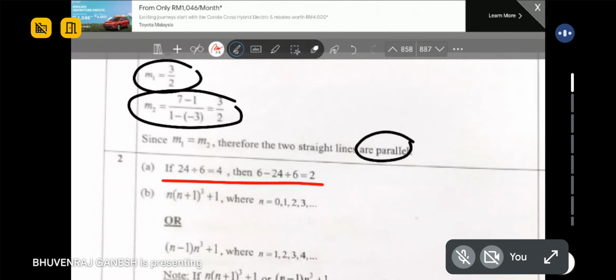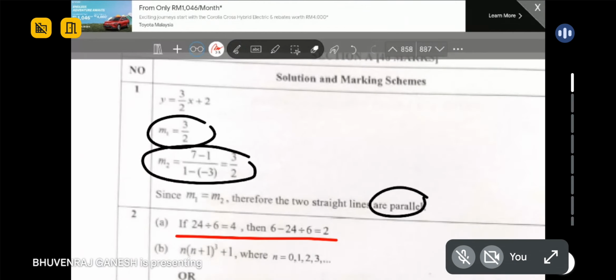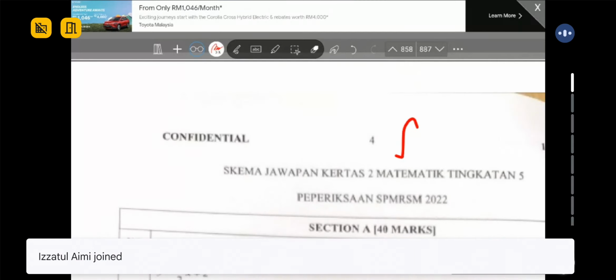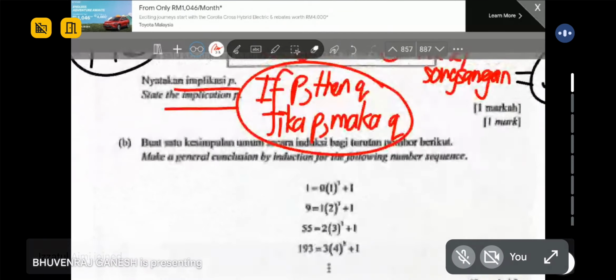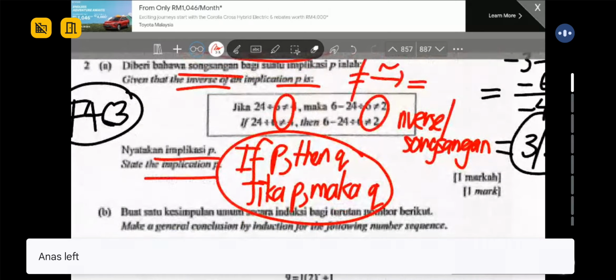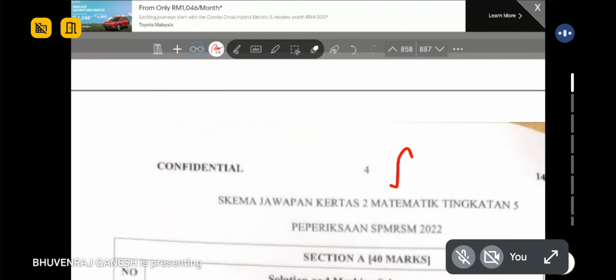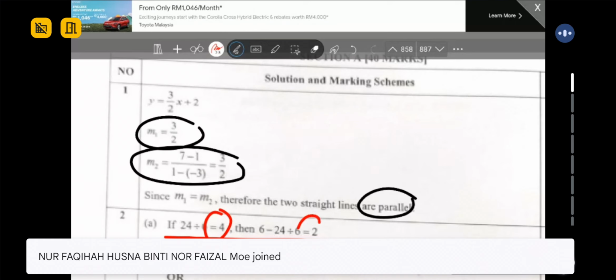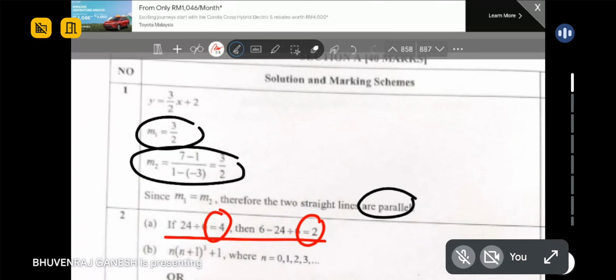So for part A, the answer is: if 24 divide 6 equal 4, then 6 minus 24 divide 6 equal 2. Okay? So kamu nampak, dari tak sama dengan simbol dia, dia jadi sama dengan. Can you see that? The symbol actually change from not equal to become equal to. So everything else you copy. Semua ayat yang lain salin. Simbol saja tukar. Understand?